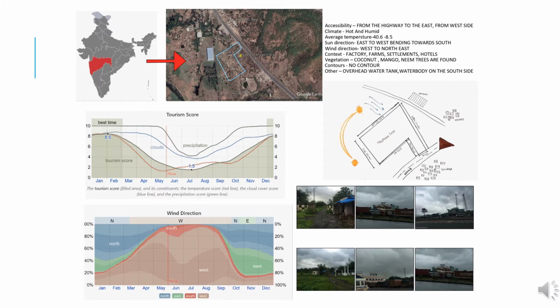So here are some site images. Also, the wind direction can be found out, in which month and from where the wind direction is strongest, for the orientation of the building.